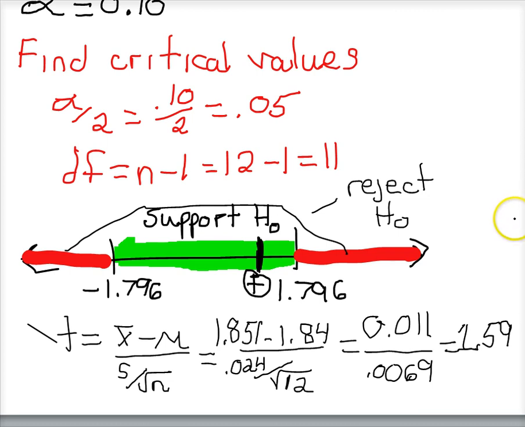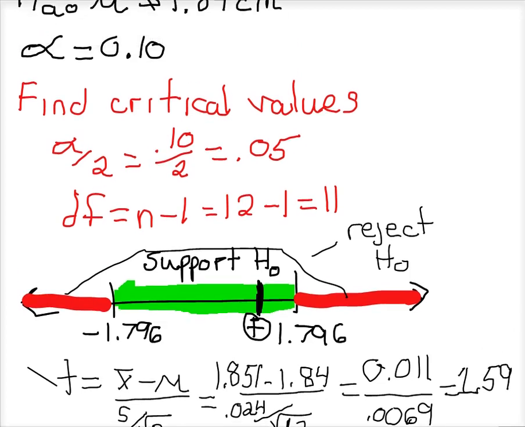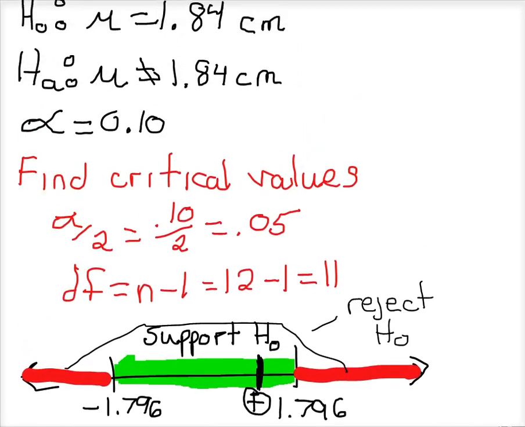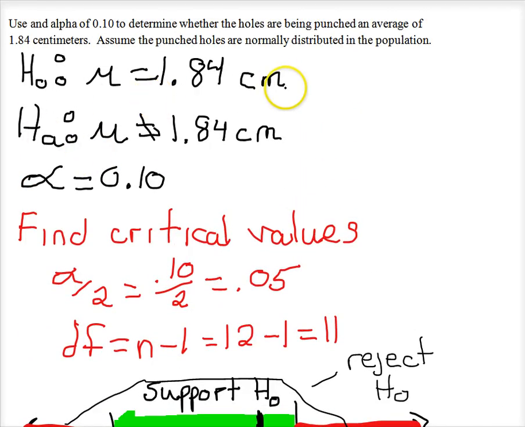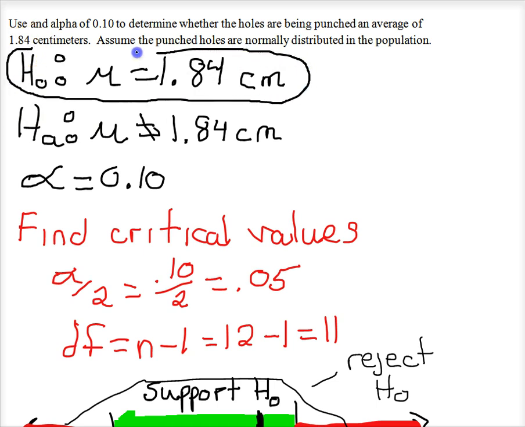There is not enough evidence at the 10% level of significance to conclude that the mean is any different from 1.84. Recall, we cannot prove that the mean is actually 1.84. We just say there is not enough evidence to reject at this level of significance that the average value is equal to 1.84.